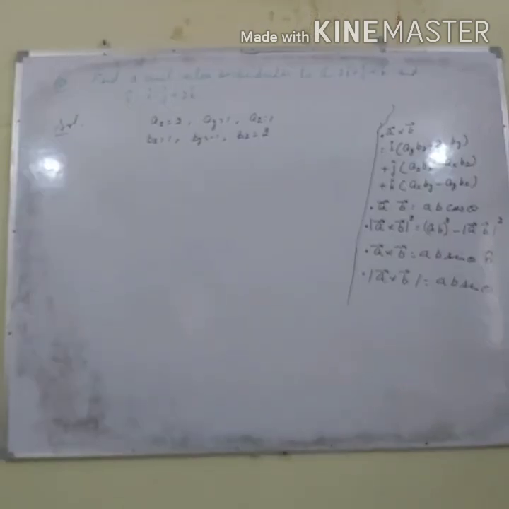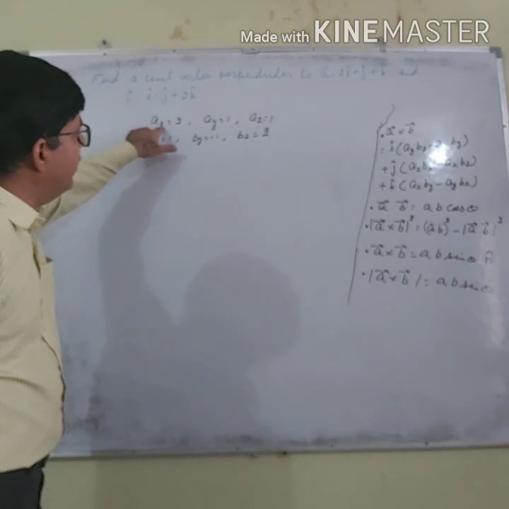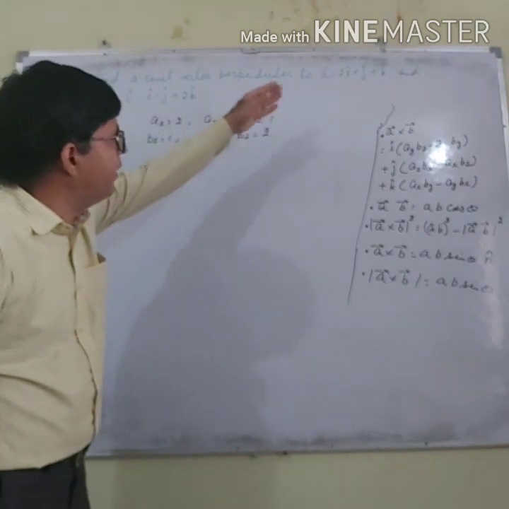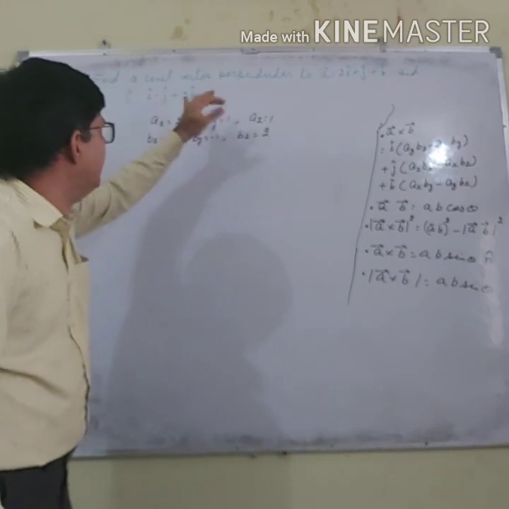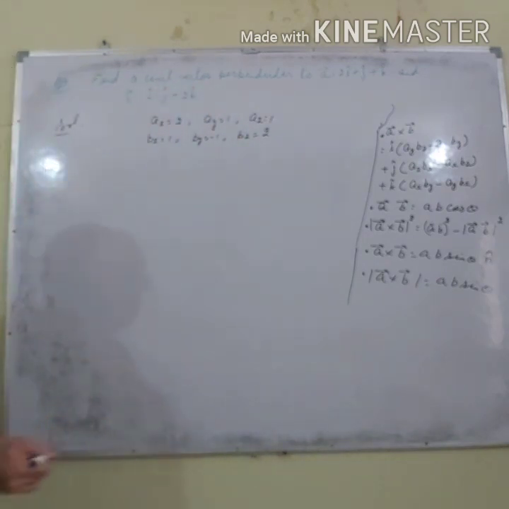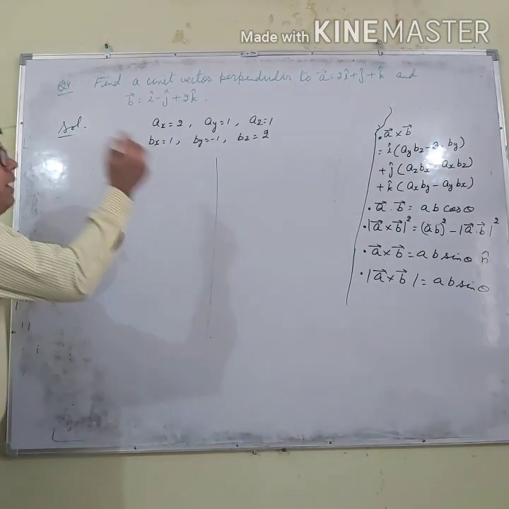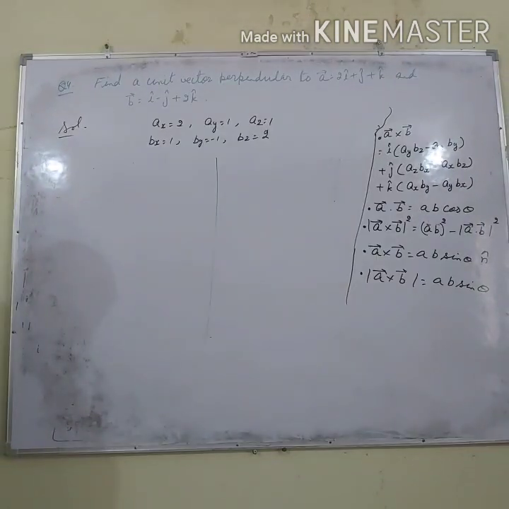Next question is on the screen. Find a unit vector perpendicular to vector A equals 2i cap plus j cap plus k cap, and vector B equals i minus j plus 2k. So first of all, you have to find the values of ax, ay, az from vector A, and find the values of bx, by, bz from vector B. Now what do I have to calculate? I have to calculate a unit vector perpendicular to both A and B.